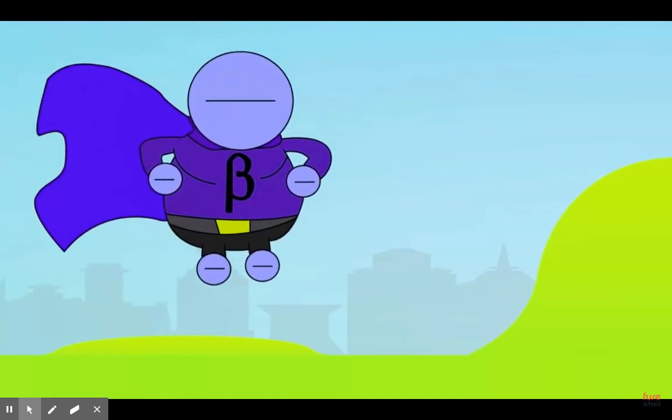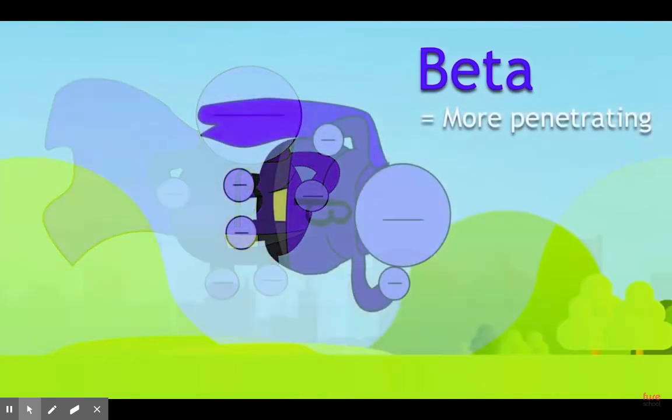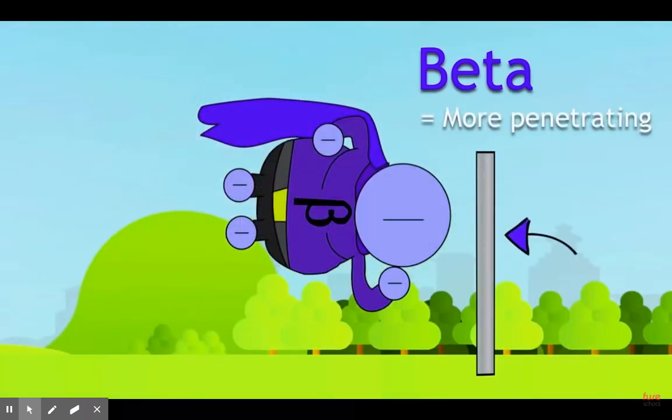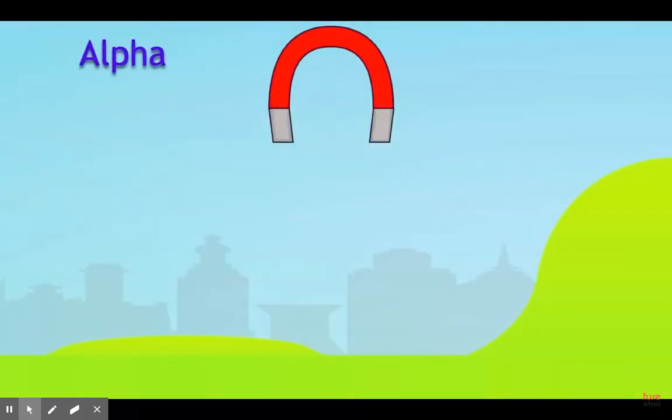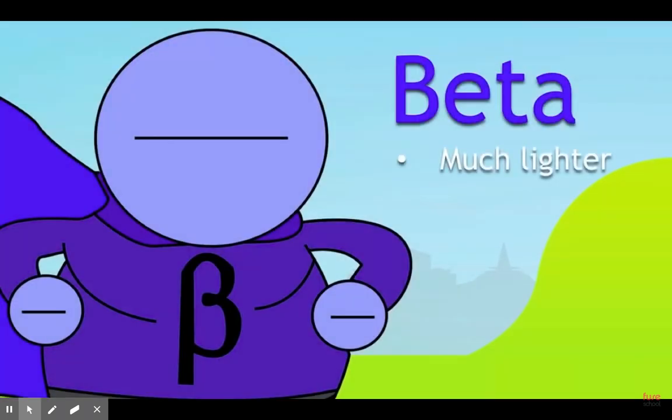The second type of radiation is more difficult to stop. So in other words, it's more penetrating. It is stopped by about 0.5 centimetre of aluminium. And although it's affected by a magnetic field, so remember the alpha particles bending off to the right, then the beta particles would bend off to the left. This is beta radiation. It's much lighter than alpha radiation, and the particles have got a negative charge as opposed to a +2 charge on the alpha radiation. This is a symbol for beta radiation.